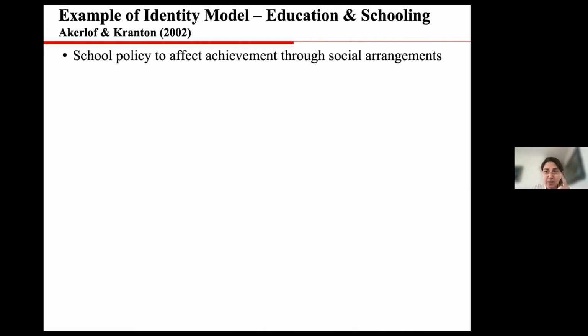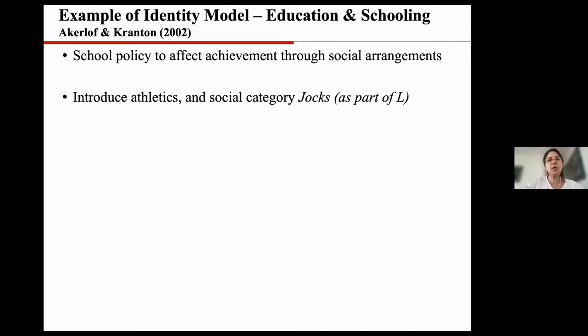So if you recognize that, then you might be able to actually have a better policy if your objective is to get kids to have higher marketable skills. So suppose that's my objective as a school administrator, is I actually want the kids to study, right? And I want them to get higher marketable skills. So now I'm going to introduce a school policy. I'm going to introduce athletics.